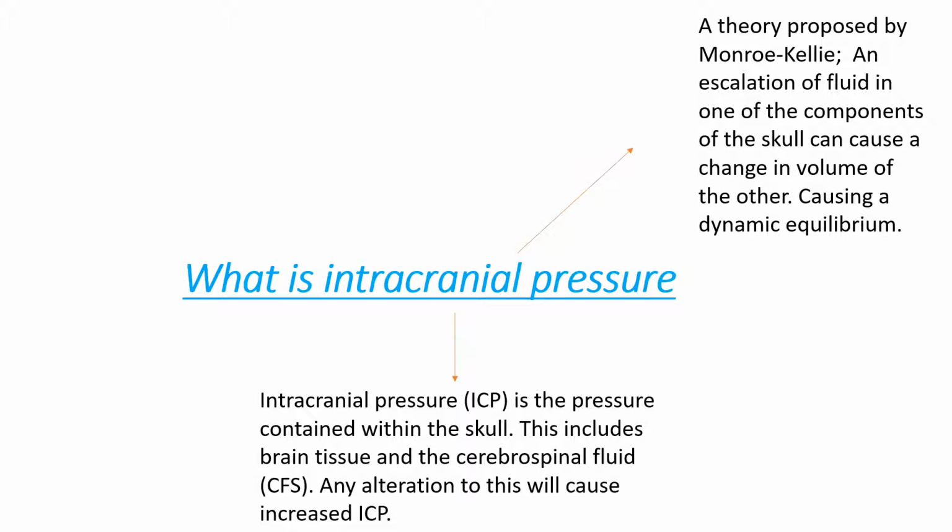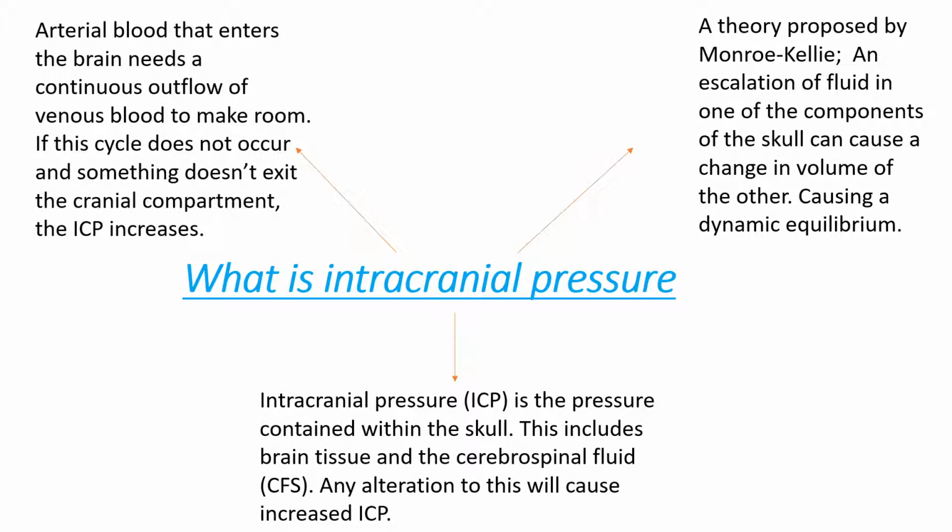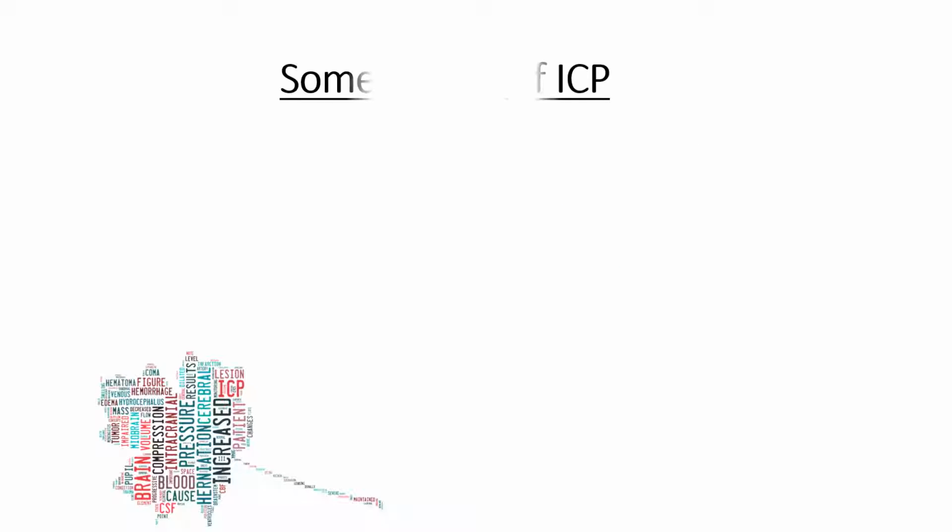A theory proposed by Monro-Kellie states an escalation in the fluid in one of the components of the skull will cause a change in volume to the other, thus causing a dynamic equilibrium. Arterial blood that enters the brain needs a continuous outflow of venous blood to make room. If this cycle doesn't occur and something doesn't exit the cranial compartment, the intracranial pressure will increase.